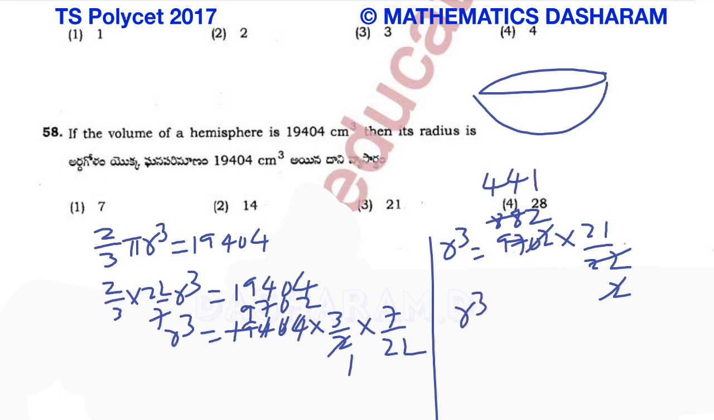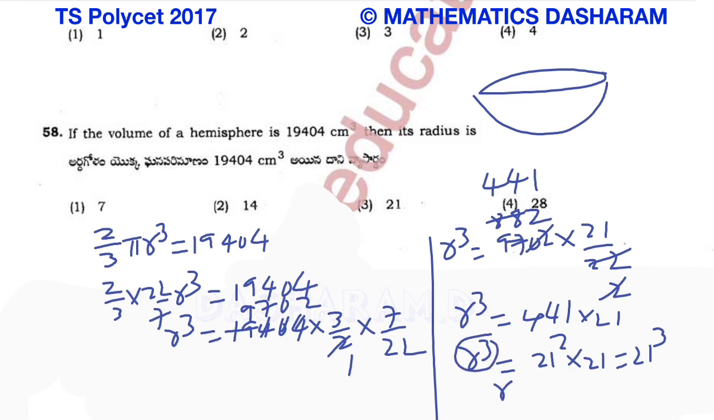Next, r cube equals 441 into 21. So r cube equals 441, which means 21 square into 21, so it equals 21 cube. Then finally here r cube equals 21 cube, then r equals 21. So here option 3 is correct.